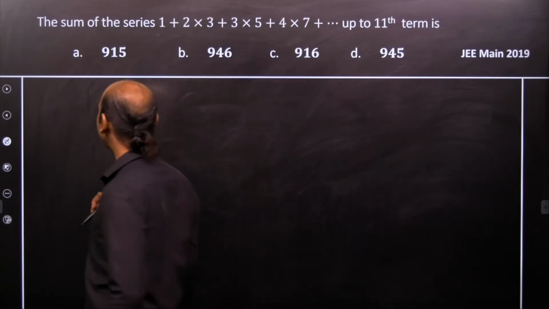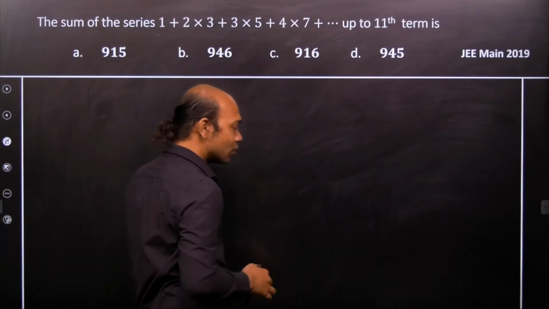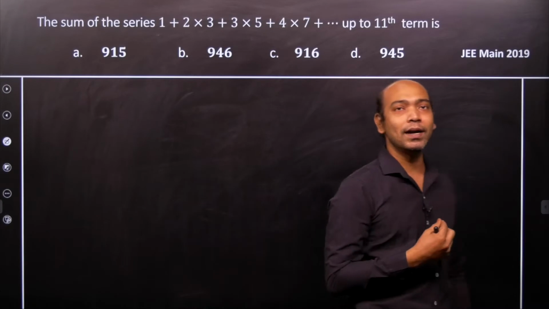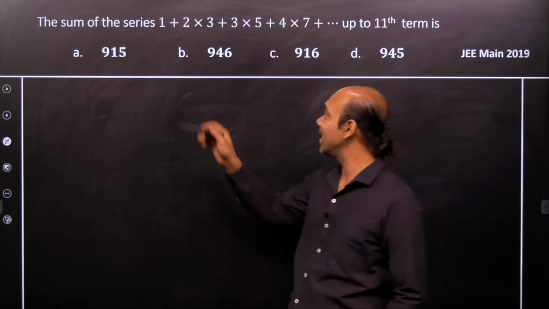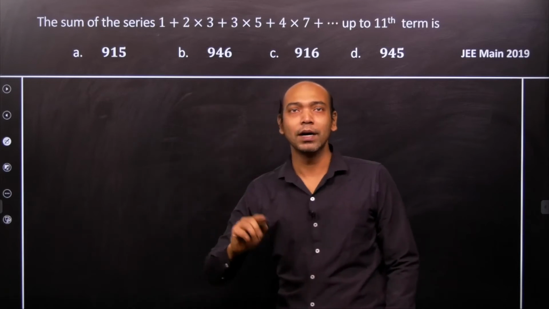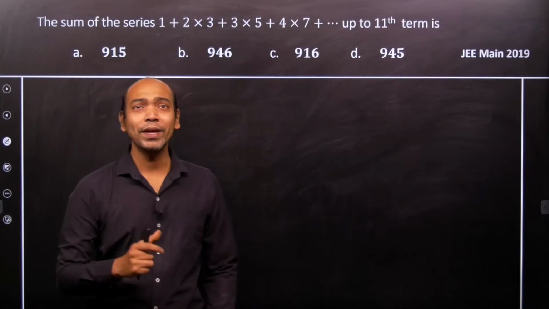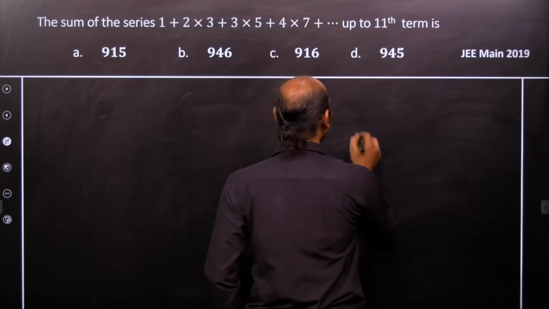Now let us consider this series. It is 2, 3, 3, 5, 4, 7. So what we are able to understand is that we have an even number and then an odd number, and a similar pattern will follow. Therefore we can easily rewrite the given series.